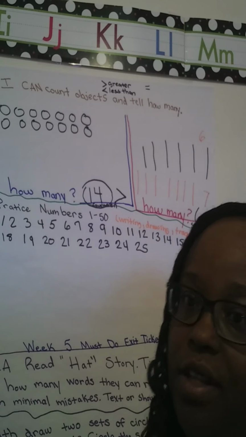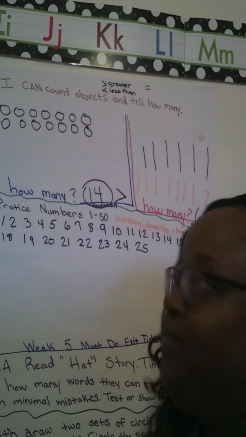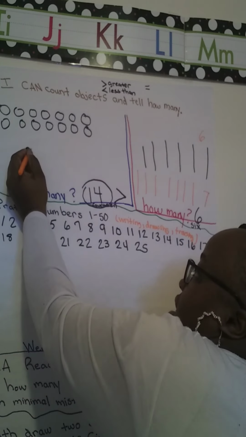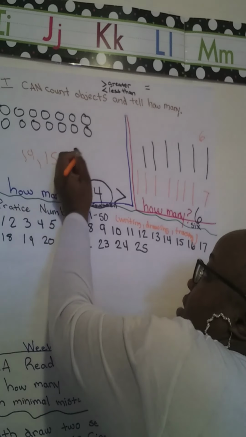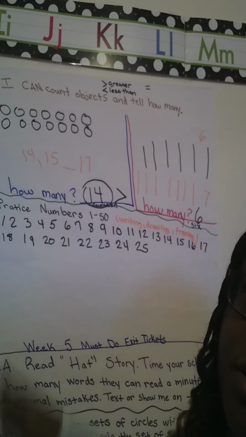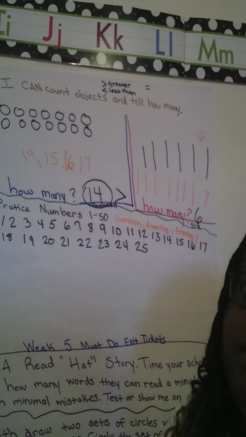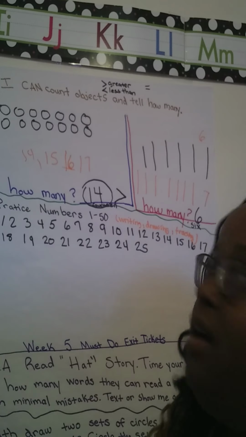Also, can you fill in the missing number? So you may see something like 14, 15, blank, 17. What's the missing number? So could they identify that 16 is missing here and be able to write 16 in on the line?